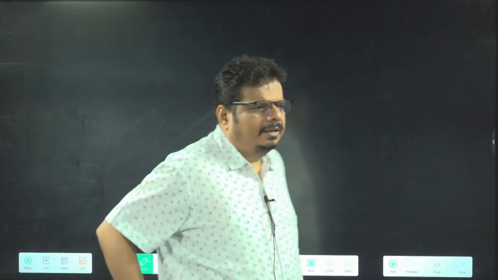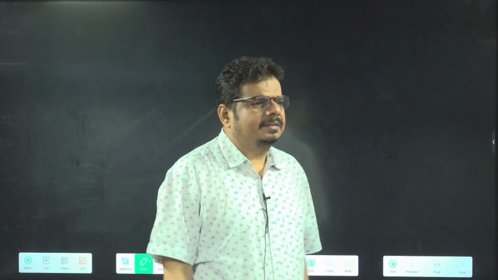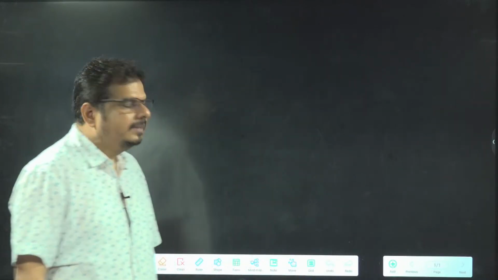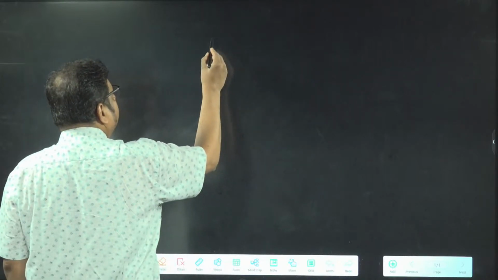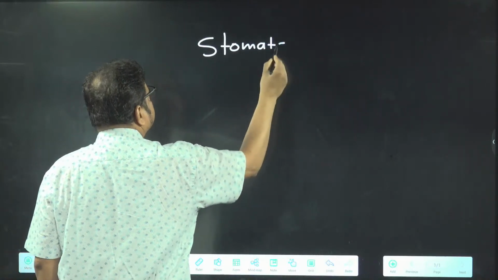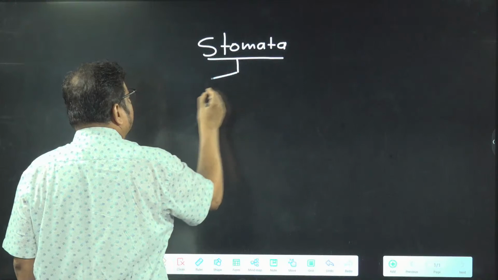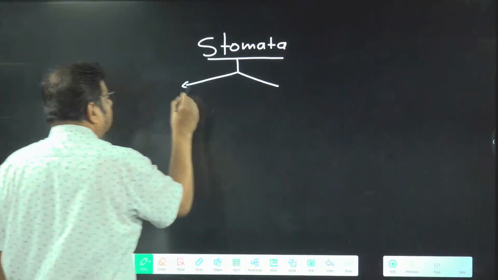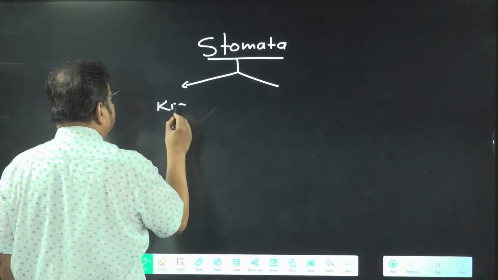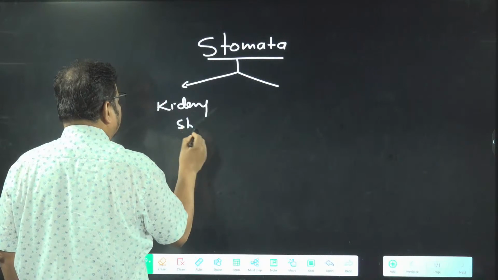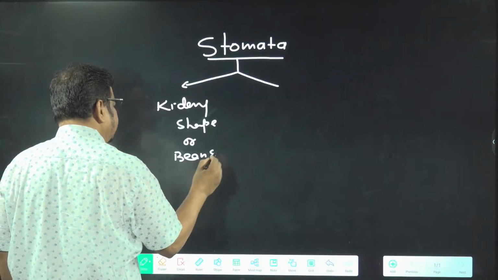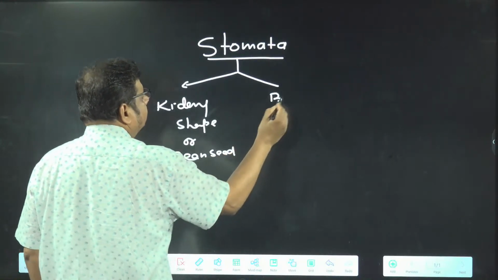So let's start. I think in the last class we discussed stomata. If we talk about stomata, there are two types of stomata we find. One is bean shape or kidney shape, or better to say bean seed shape. And another is dumbbell shape.